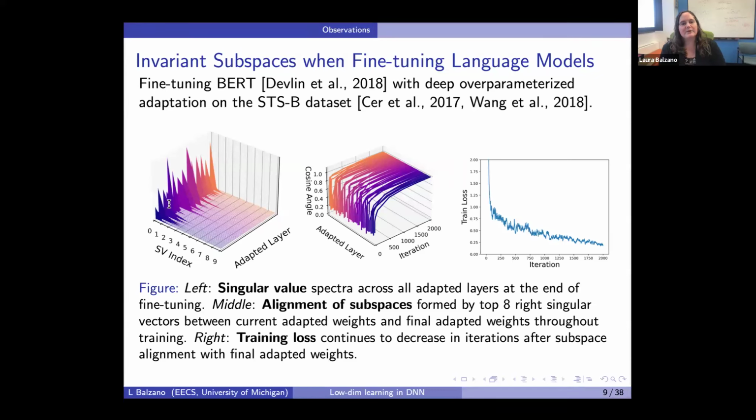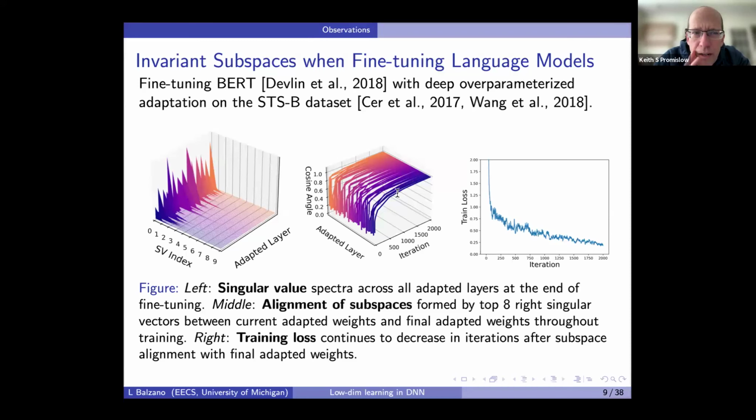This is the shallowest layer, the first layer, all the way up to the deepest layer of the network. And these are the singular values of the difference between the original BERT weight matrix and the fine-tuned matrix. So again, they're extremely low rank. And here we show how quickly the subspace converges to the final subspace of that adapted layer. So you can see for different layers, especially the shallower ones, it converges very quickly, but in general, it converges quickly to this new low rank adapted layer.